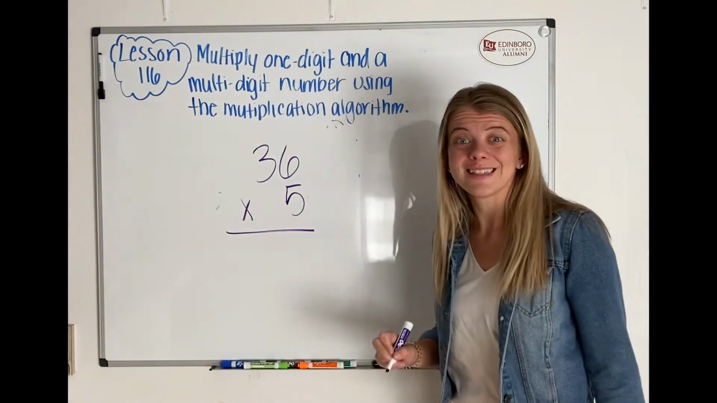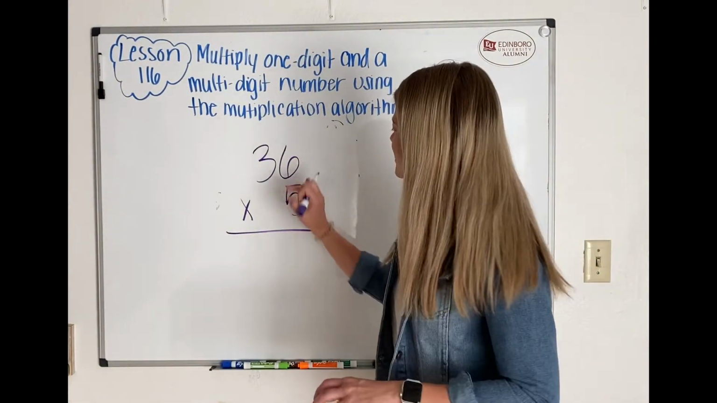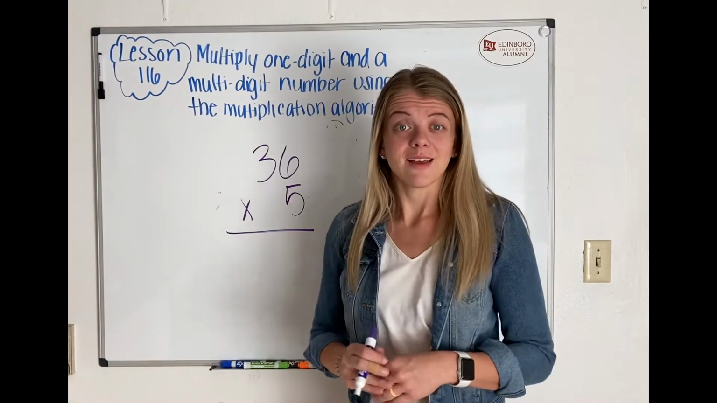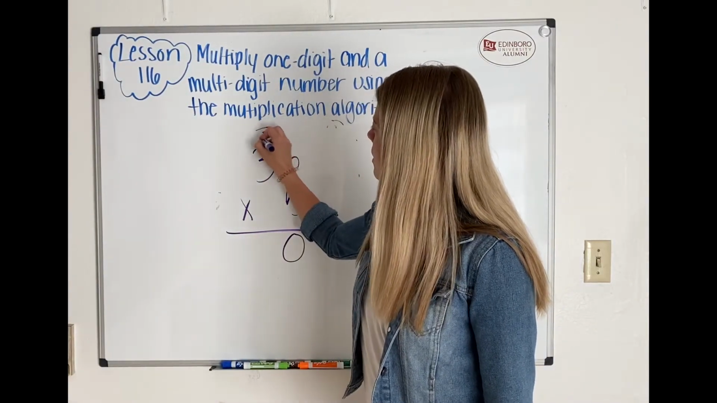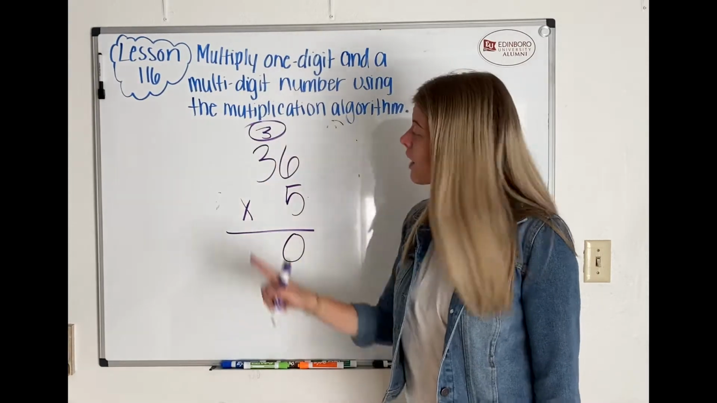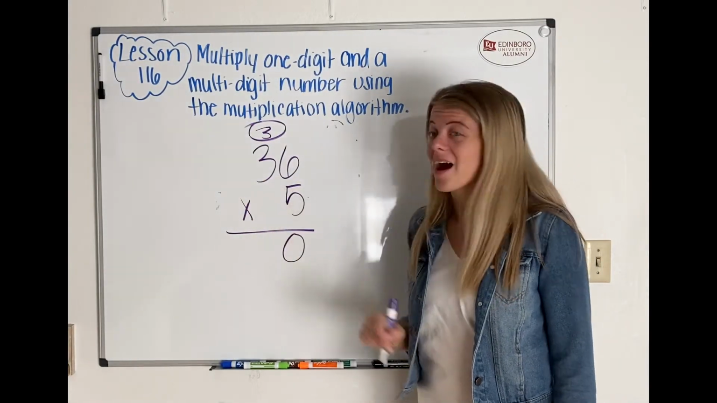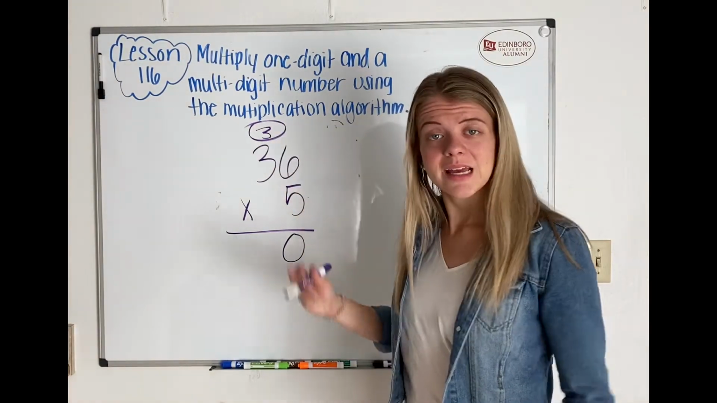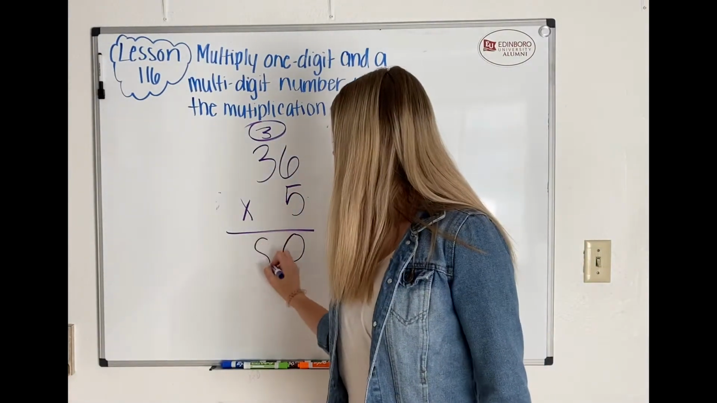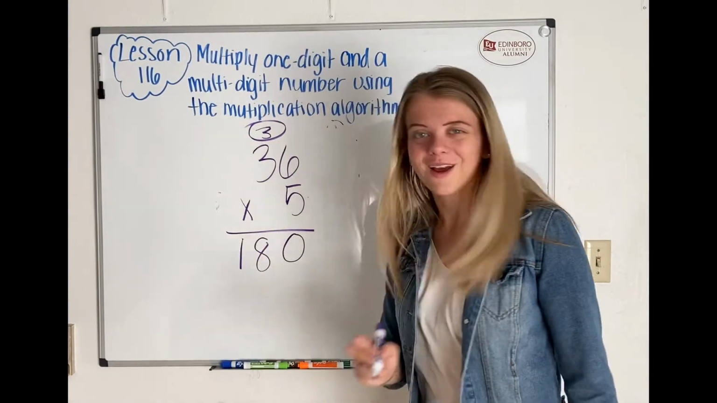We're going to do 36 times 5. So 6 times 5 is 30. Remember, that number goes in a bubble. 3 times 5 is 15. 15 plus 3 is 18. 180.